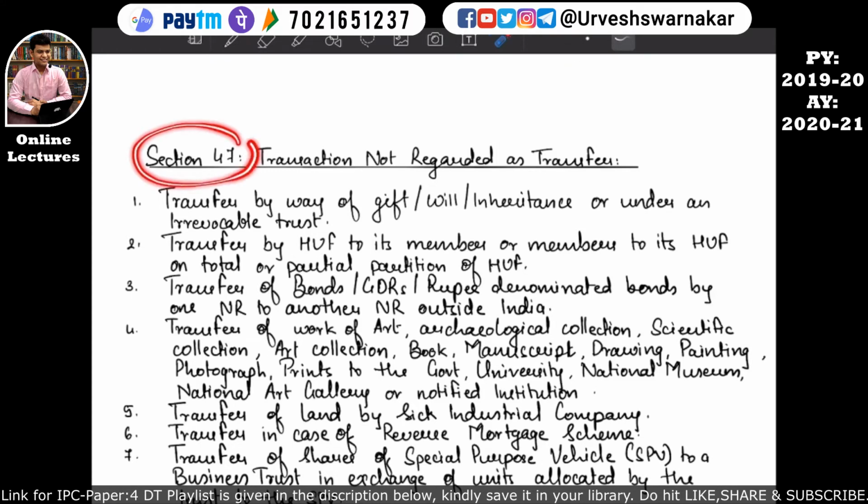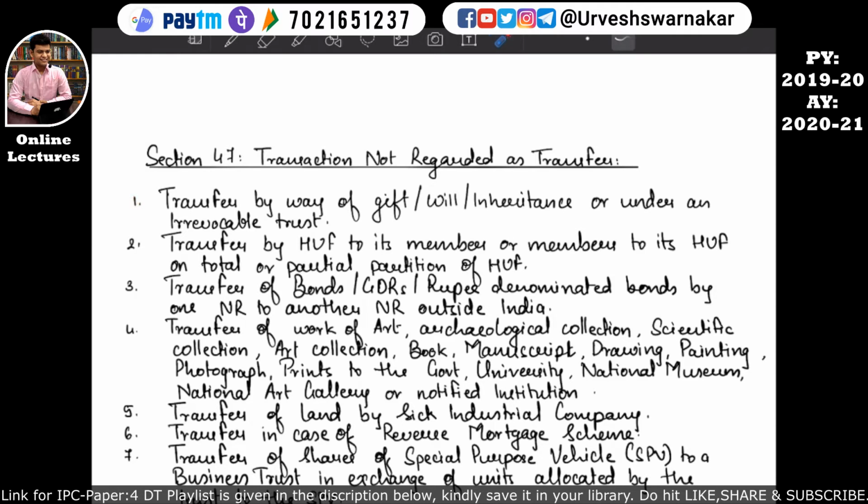So in this section 47, there are certain transactions which will not be regarded as transfer. If a particular transaction is not regarded as transfer, then capital gain will not be triggered. I hope this is quite clear, irrespective of whether there is a capital asset. So let's understand this section 47.